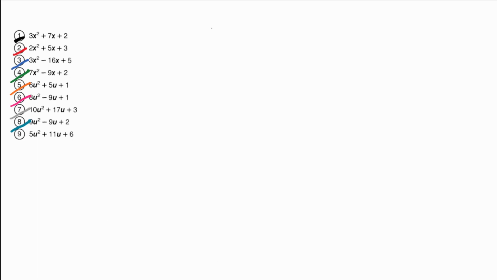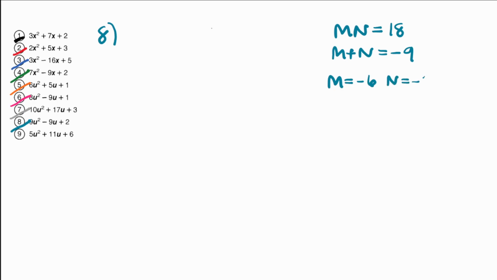Number 8, that's 9u squared minus 9u plus 2. We need two numbers that multiply to 9 times 2 is 18, while adding to -9. I'm thinking -6 times -3 is positive 18, and they would add to -9, so -6 and -3. So I'll split the -9u into -6u and -3u: 9u squared minus 3u minus 6u plus 2.